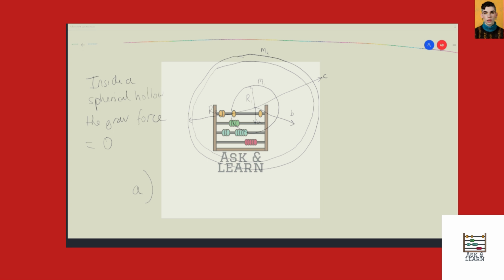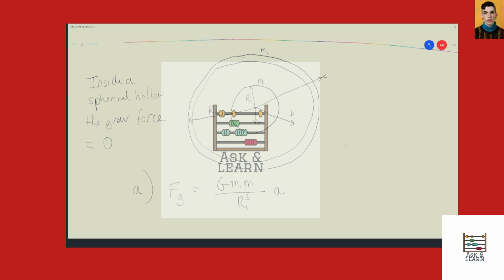So inside a solid sphere, the gravitational force Fg is equal to G m M over big R cubed, so in this case R1 cubed, times small r, which in this case will be A. I don't think it gives us any information about mass, so this will be G times M1 times m over R1 cubed times A.